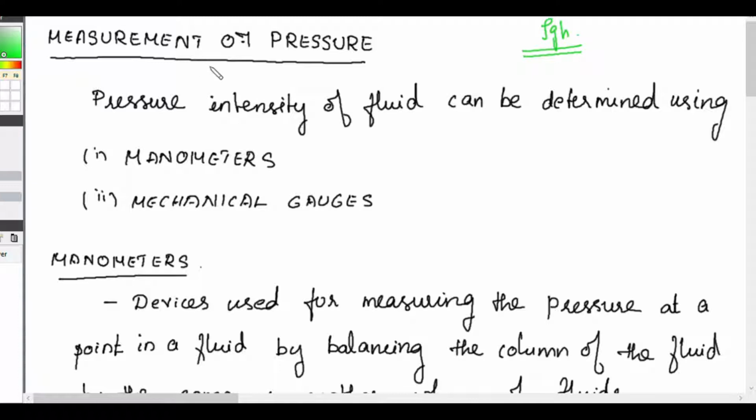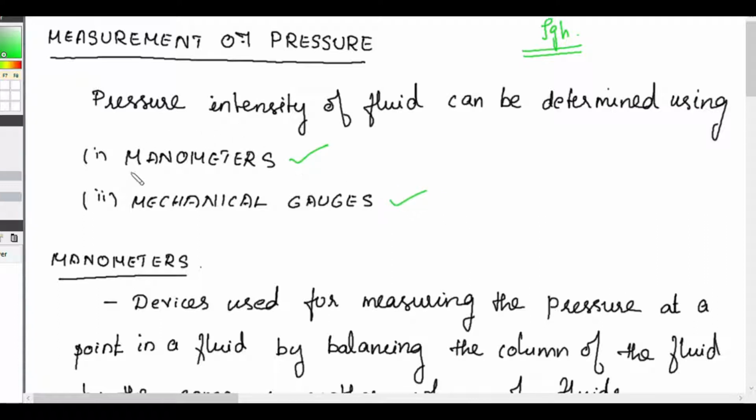Now, in today's class, we are going to see how we can measure pressure. That is, measurement of pressure, and how this pressure is measured with the help of some instruments. The pressure intensity of a fluid can be determined using manometers and mechanical gauges. So you have two different types of instruments to measure this pressure. The first type is called manometers and the second type is called mechanical gauges.